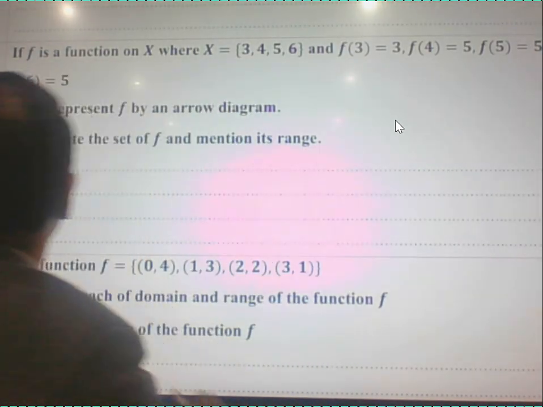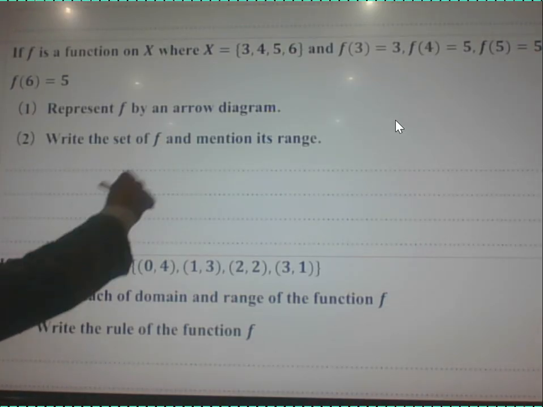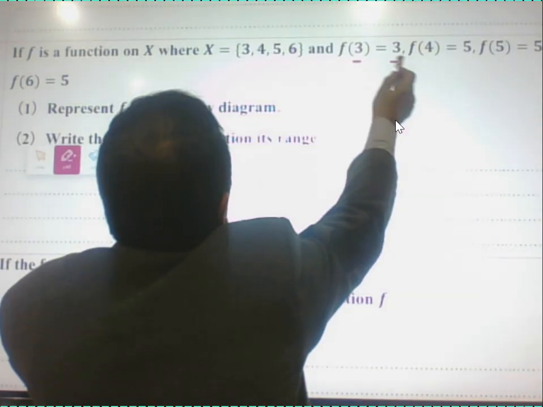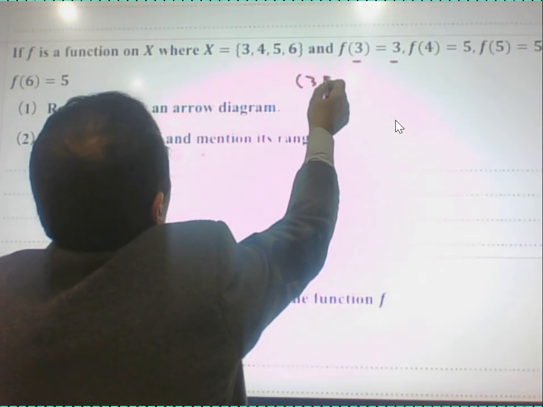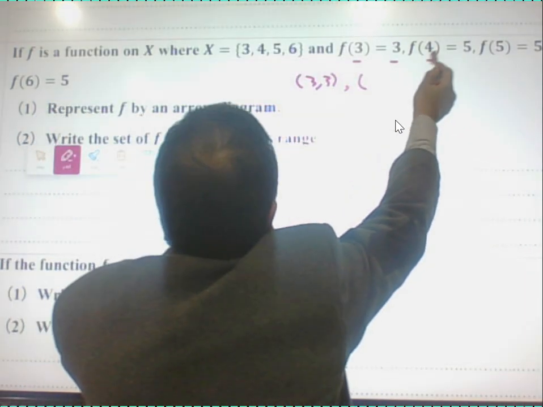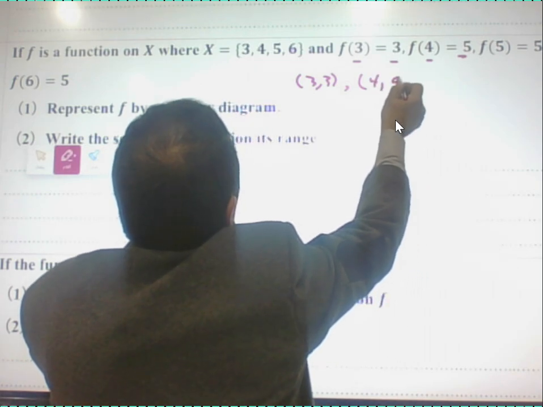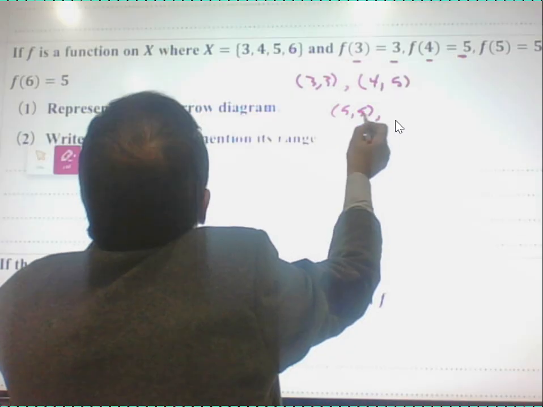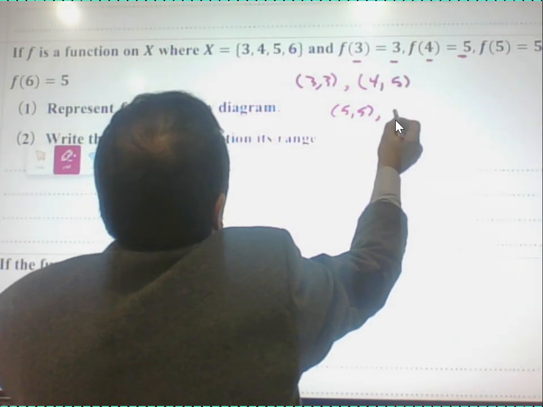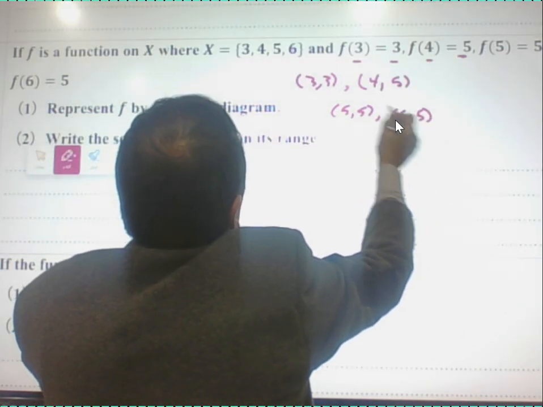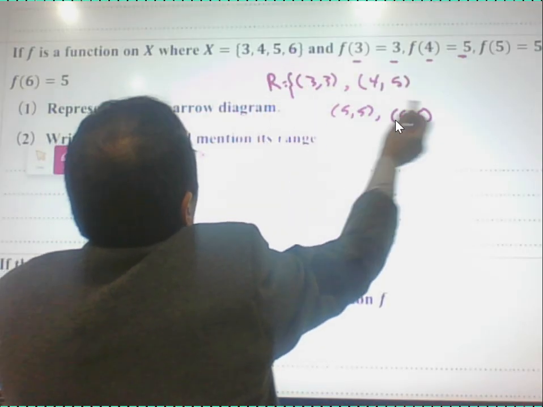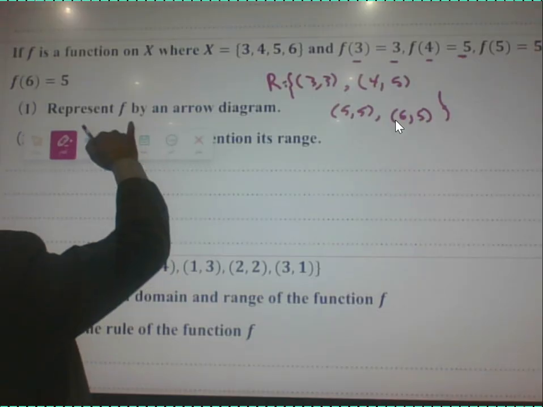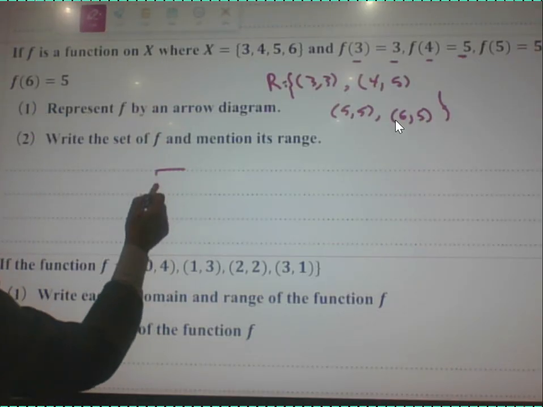Look at here about the order. I will write first the order here about this function. We have the image of 3 equal 3, the first order 3 and 3, and second order, the image of 4 is 5, 4 and 5, and the third, 5 with 5, the image of 5 is 5. And the next one, it will be 6 with 5. It's the order here about this relation. We can put the brackets like this. So we can represent by diagram to draw the function here like this.